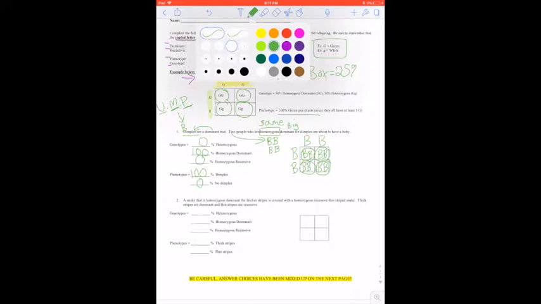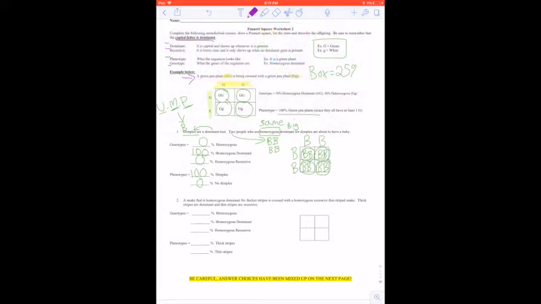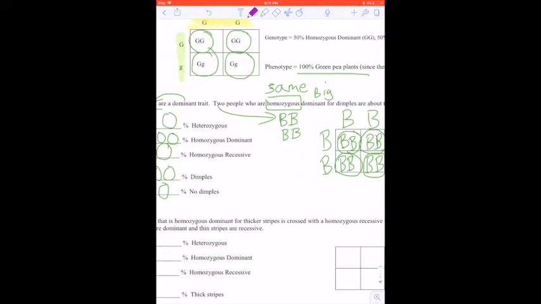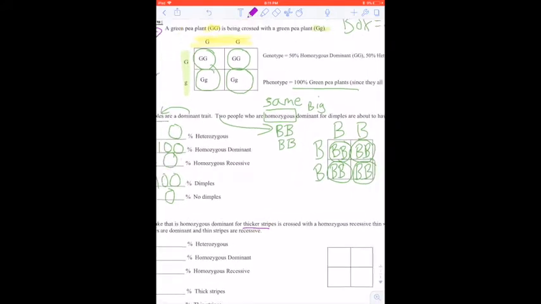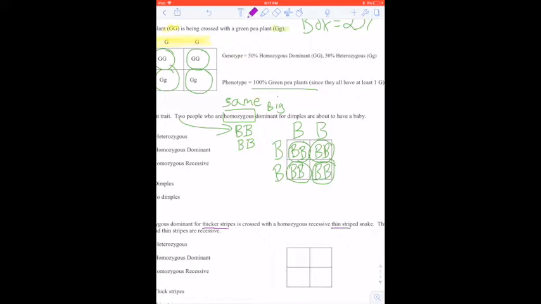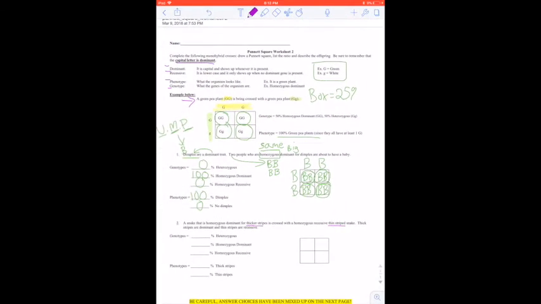All right, so for number 2, it says a snake that is homozygous dominant for thicker stripes is crossed with a homozygous recessive thin striped snake. The first part of my strategy was U for underline. So I want to underline the traits that I have, which are thicker stripes and thin stripes. So I've underlined my 2 traits.